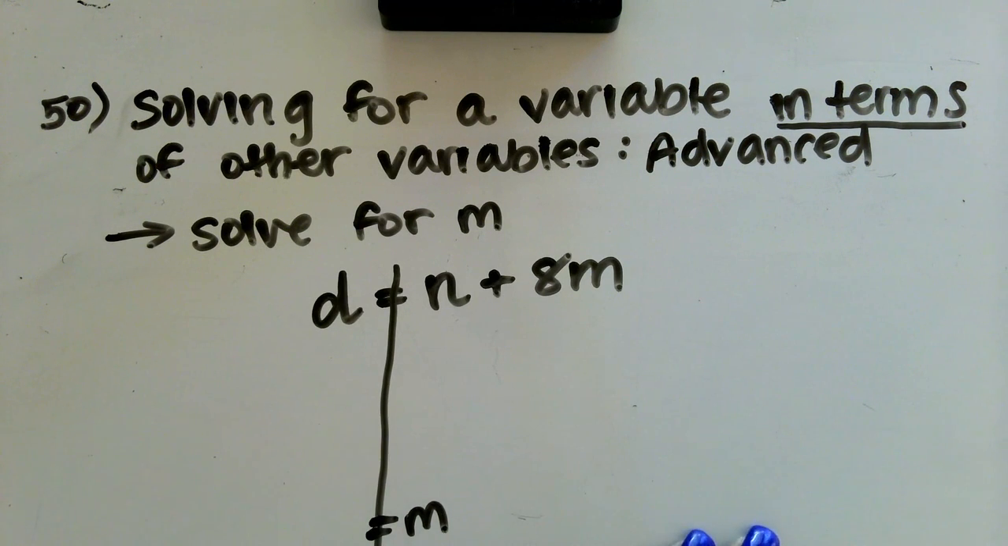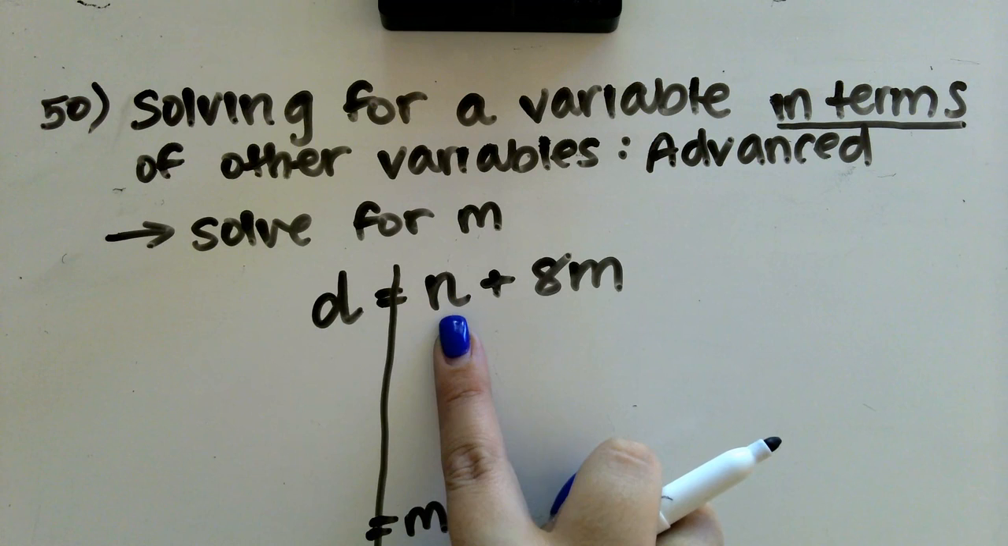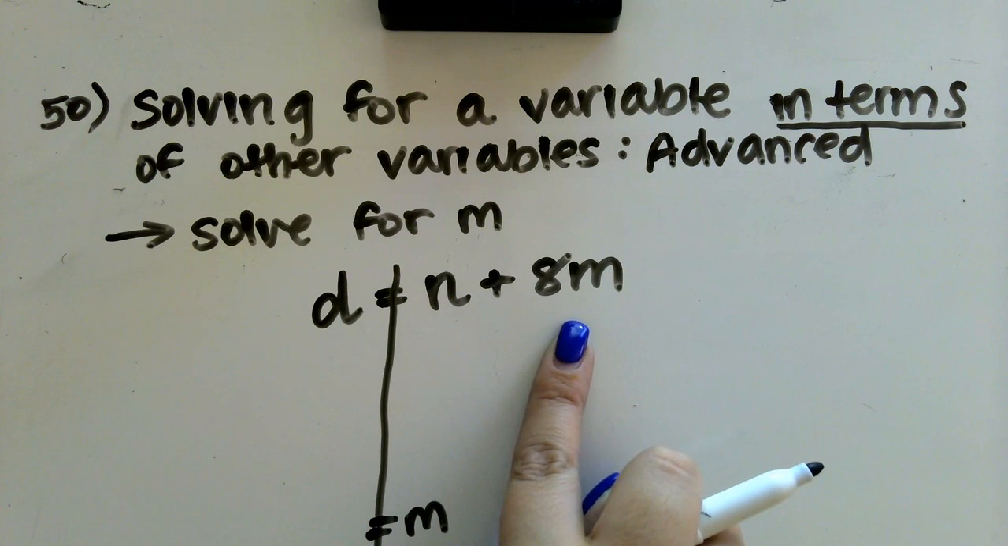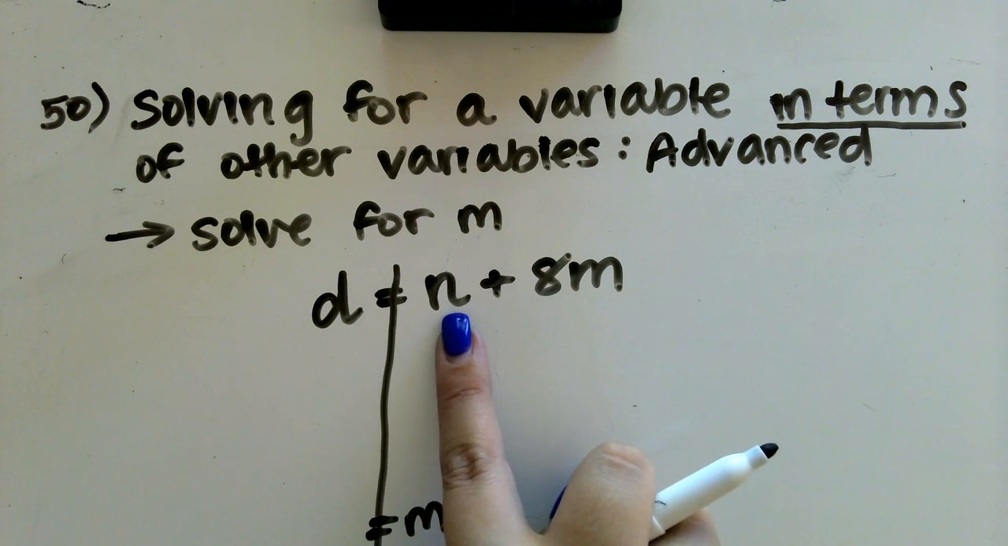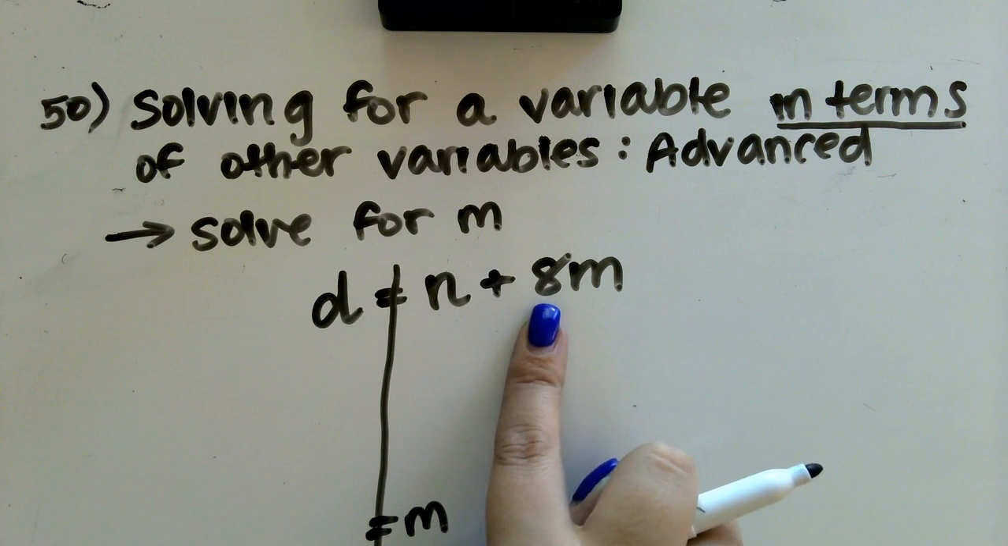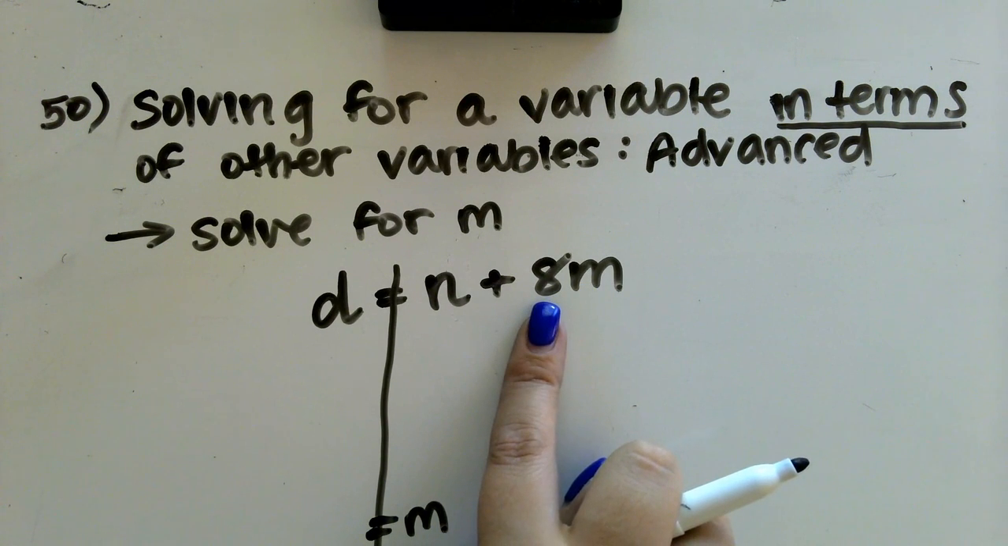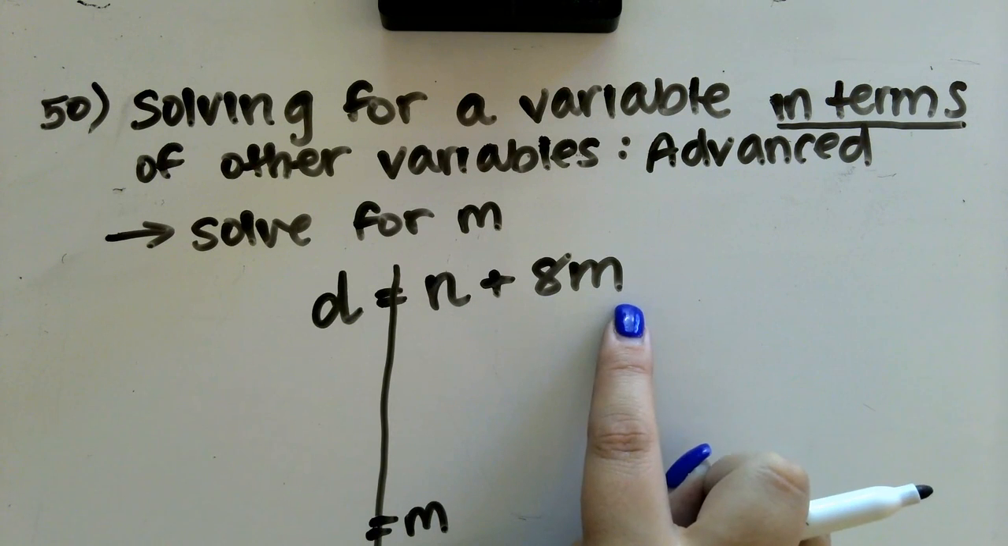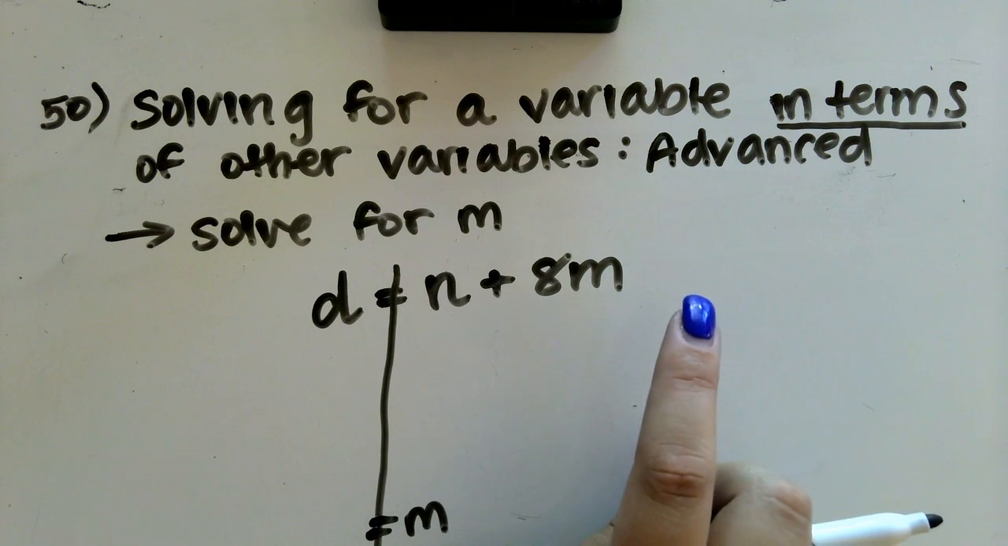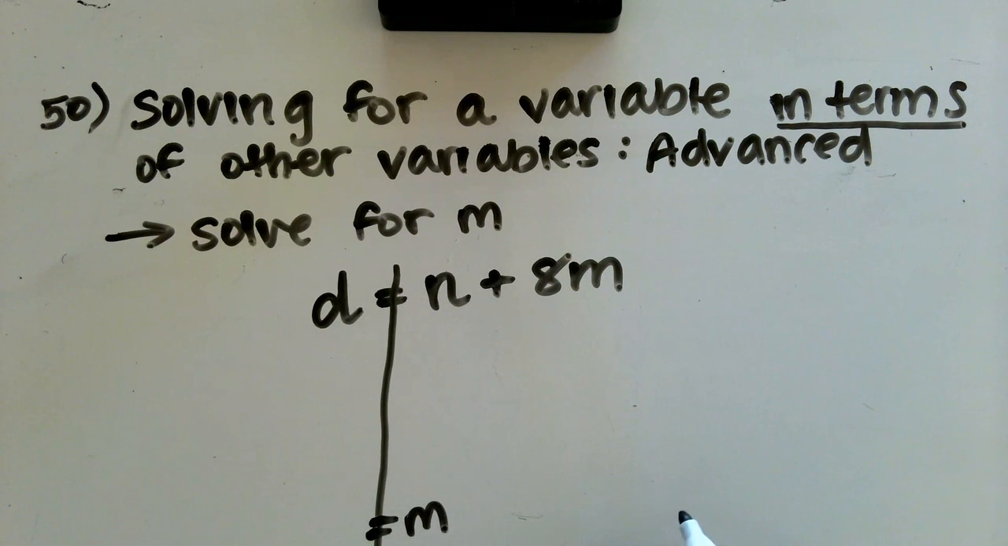So the first thing that I see here is that we are adding n to this 8m. So that means that I want to do that first. I want to get rid of that first. Some of you guys might see this 8 sitting in front of our m, but if I decided to divide by 8, I would have to divide this entire side by 8, and I don't want to do that. I just want to get rid of this n first.